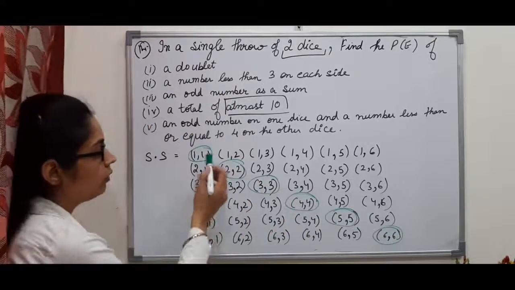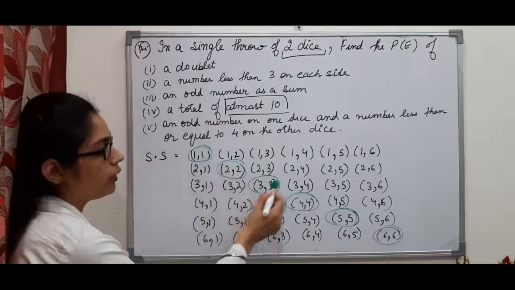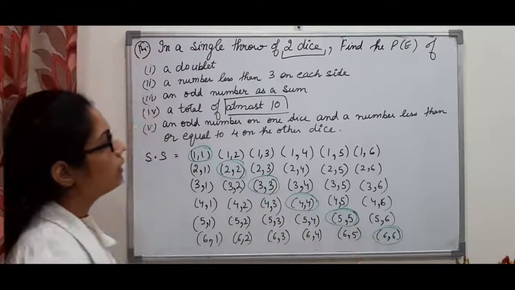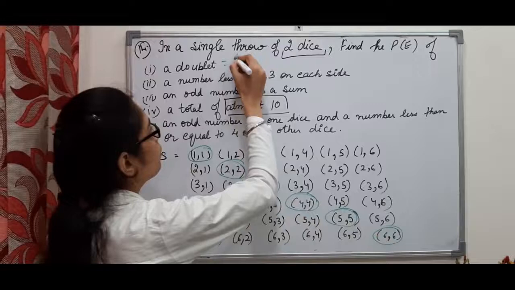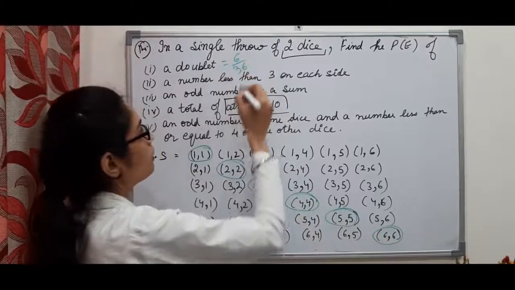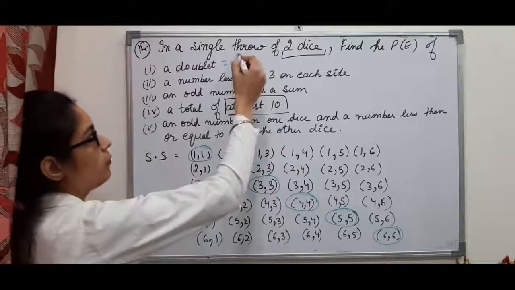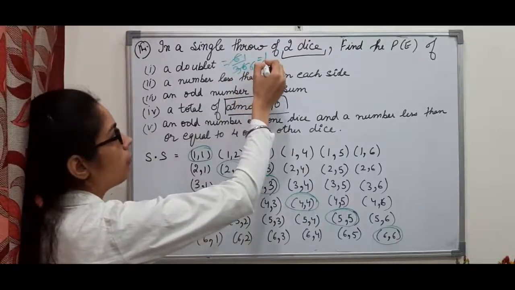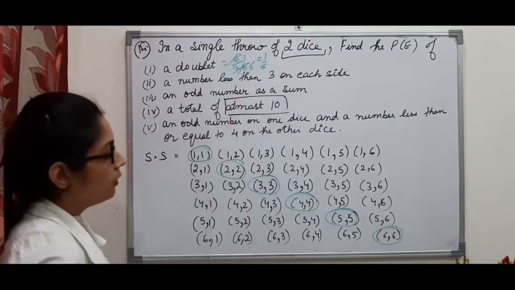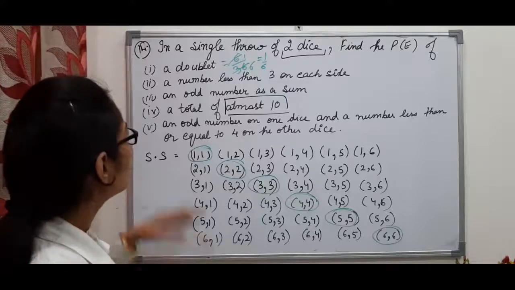So let's count it out. Count it 1, 2, 3, 4, 5, 6. So it will be 6 by 36 because the total number of possible outcomes is 36. That is 1 by 6. Now let's do the second part.